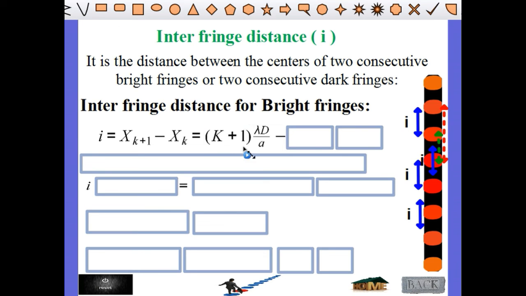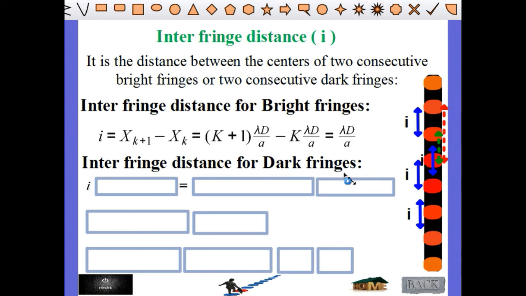x(k+1) is (k+1) lambda D over a, minus xk, which is k lambda D over a. Simplify the equation, then we will get lambda D over a. K lambda D over a minus k lambda D over a, we cancel it, then we will get lambda D over a. Interfringe distance for dark fringes. We'll get the same result.